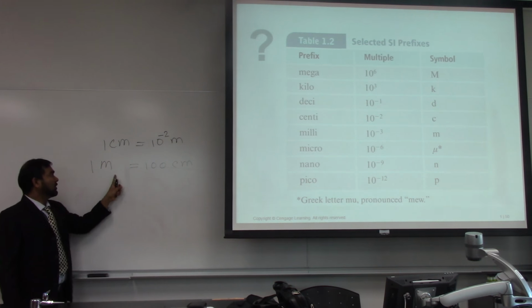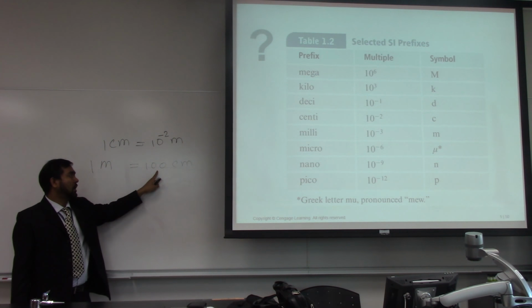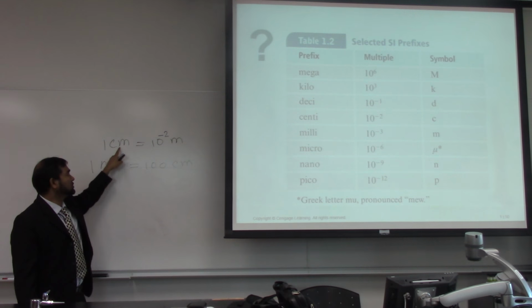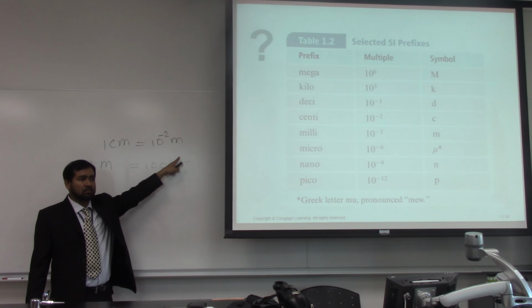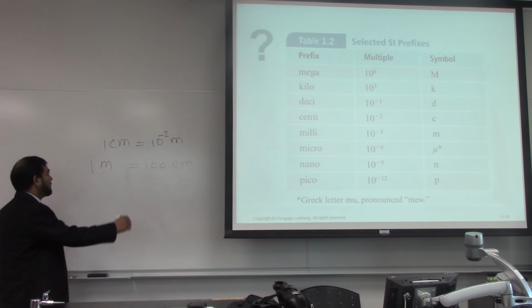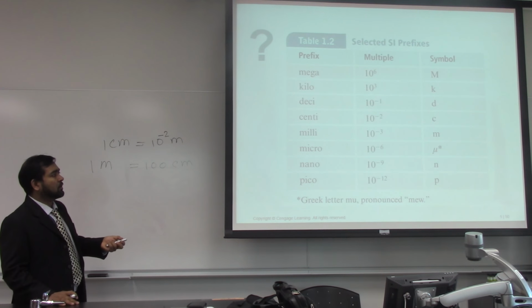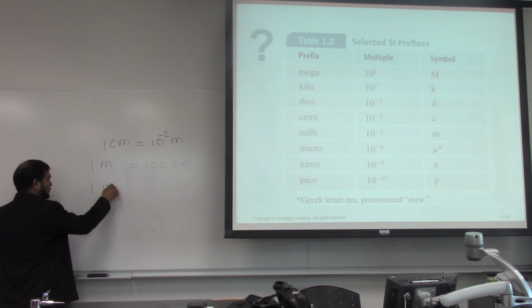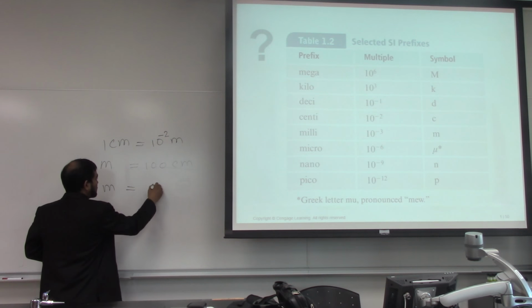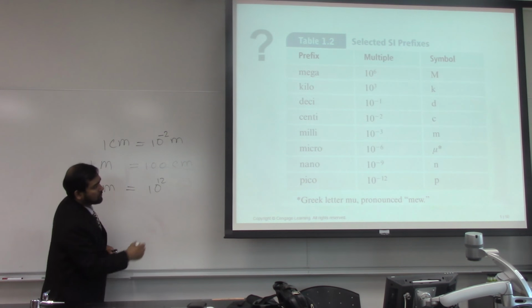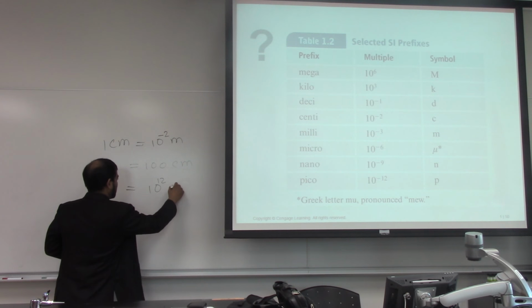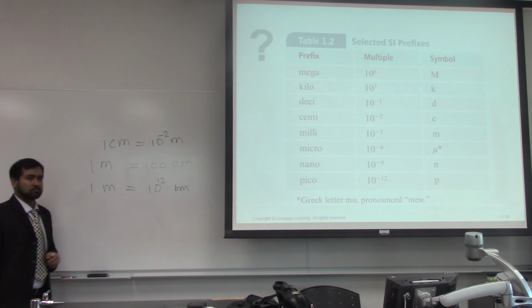If you write it the other way, 1 meter equals 100 centimeter. And 1 centimeter equals 1/100 meter, right? If I have, for instance, a picometer, that means 1 meter equals 10 to the 12 picometer. That's how it works.